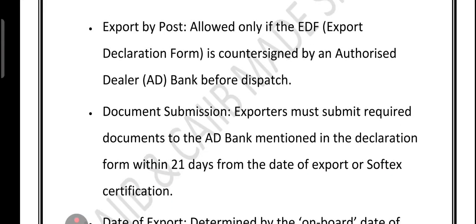So let's start with export by post. You can send goods abroad through the post, but there is a rule. Before dispatch, your export declaration form, or EDF, must be signed by your authorized dealer bank. This is like getting official permission from your bank to send the goods. That is called EDF, export declaration form, right? So before dispatch, your export declaration form must be signed by your AD bank.